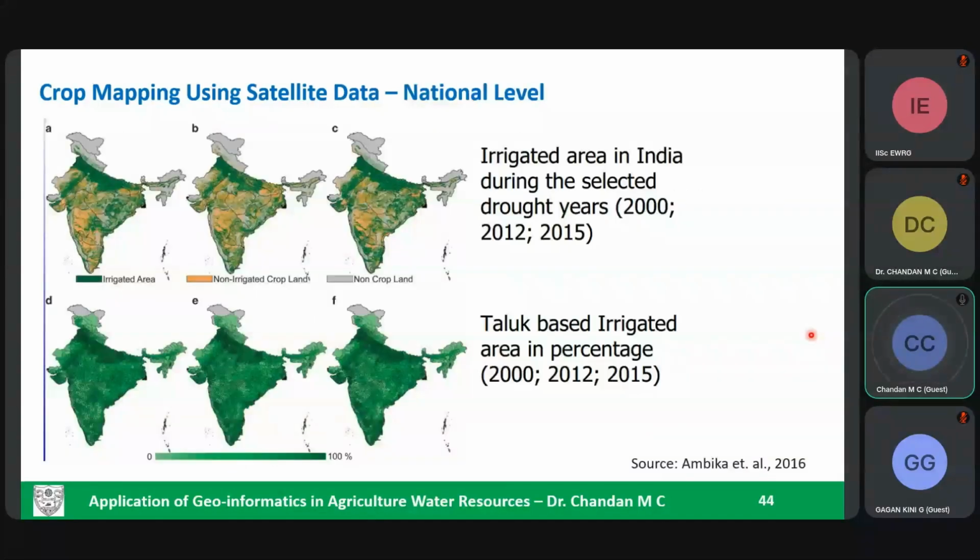Further, I'm just highlighting one of the studies which was done by Ambika et al. At a regional scale, that is at a national scale, to find out the irrigated area, and during the drought year as well, and at the taluk scale, what is the irrigated area. As you can see, many of the areas under the Ganga and here in the Kaveri and Krishna basin are extremely well irrigated, okay, especially that too in the drought years.